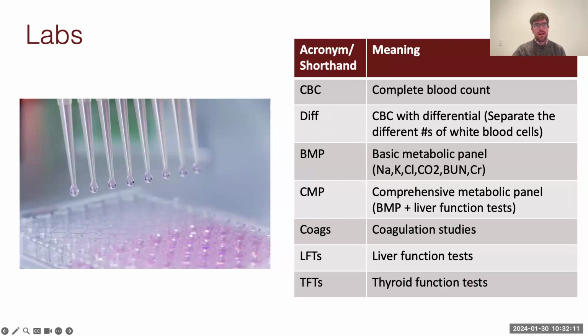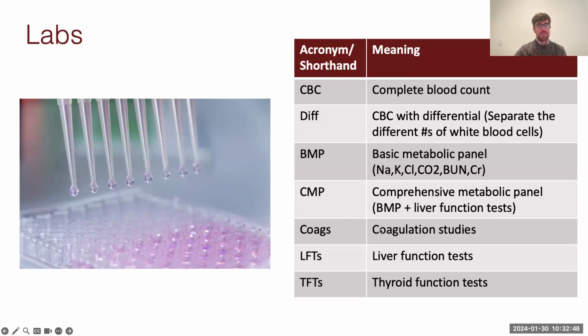A diff is when we separate the white blood cells into the type of white blood cells they are. So are they neutrophils? Are they monocytes? Are they eosinophils? A BMP is your basic metabolic panel. So this is looking mainly at how well your kidneys are doing. A CMP is a comprehensive metabolic panel, which is all of the basic metabolic panel plus liver function tests. So this is looking at whether your liver is inflamed or whether there's a blockage in your liver.